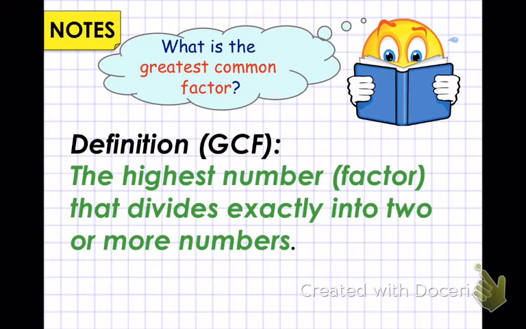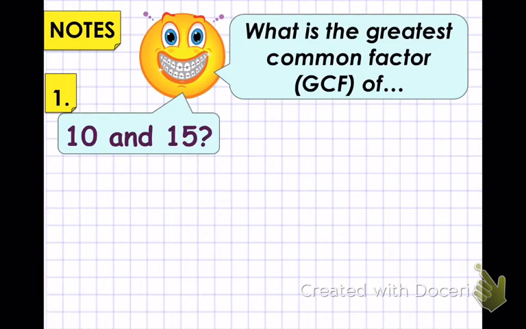It's just the biggest or the highest factor or number that divides exactly into two or more numbers. So again, what's the biggest number that you can divide into it? So breaking down some numbers and seeing the largest number that goes into them. So let's go ahead and look at our first example. What is the GCF of the numbers 10 and 5?